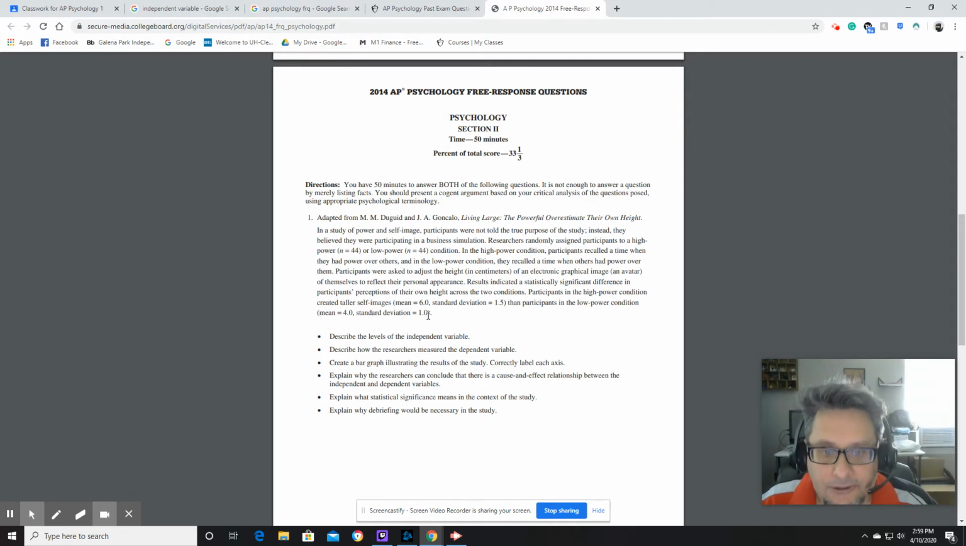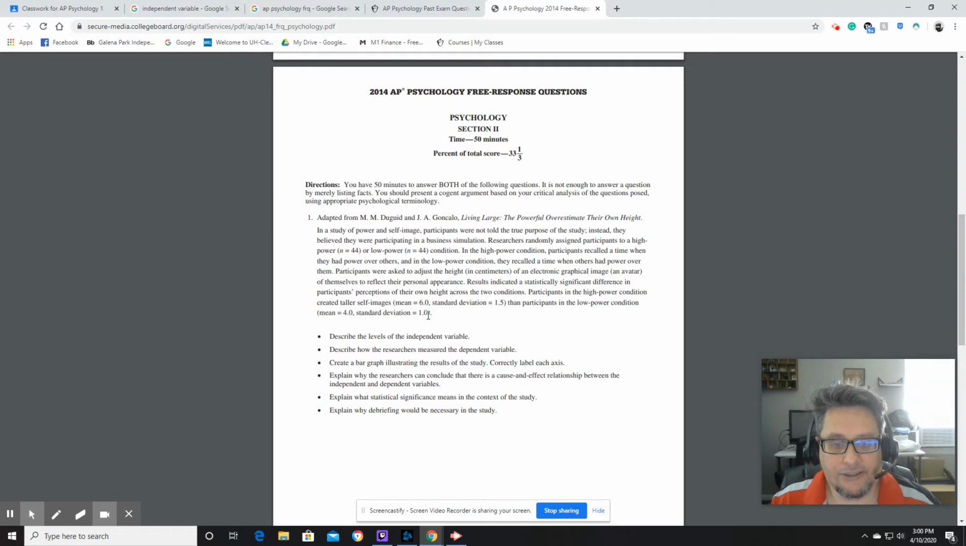So if you had 88 people and you just set them in front of an avatar and had them put their height on the graphical image, and there was a variance, right, then you could say, okay, that's the range of the responses without an experimental condition. But what they did here is they put in an experimental condition, high power and low power.